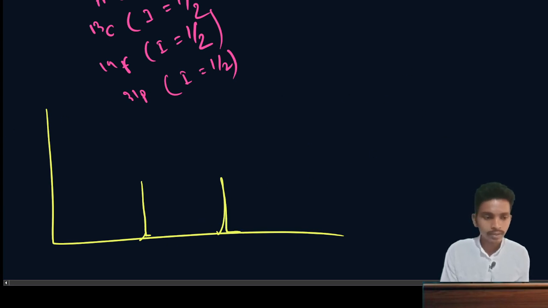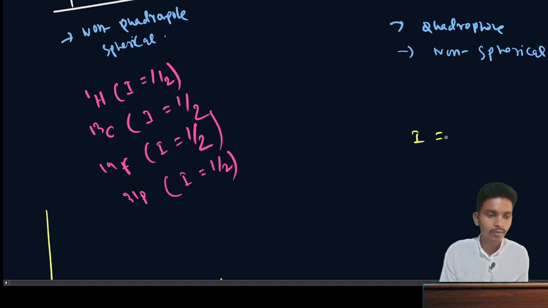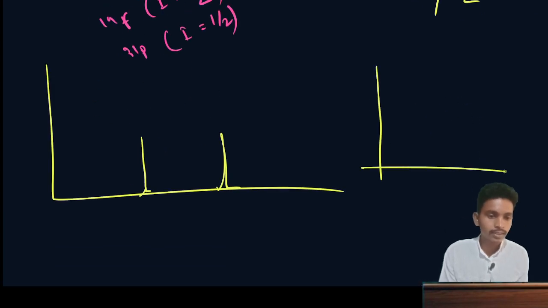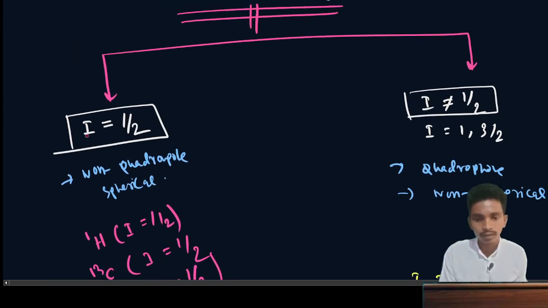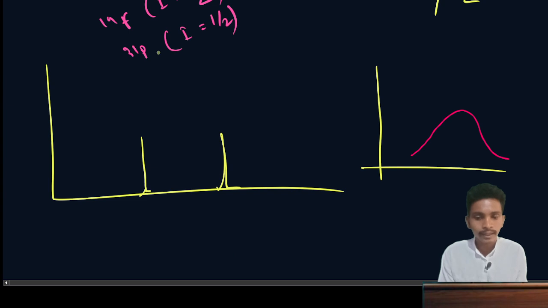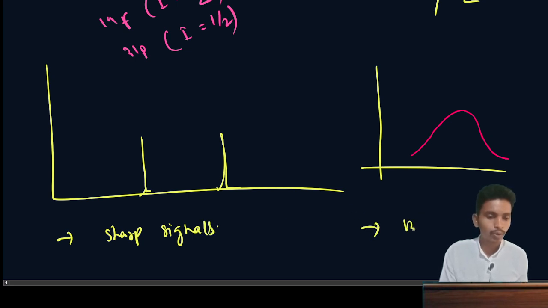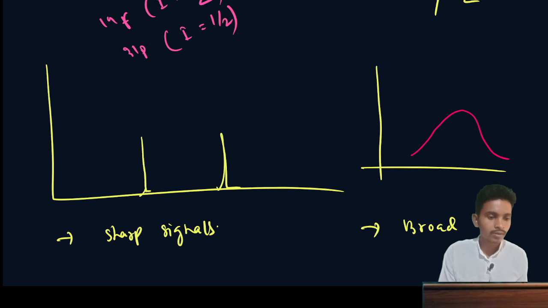Whenever I is not equal to half, what you see is a broad signal. And when I is equal to half, what you see is a sharp signal. Here we have the broad signal.